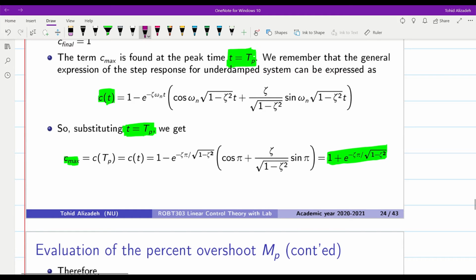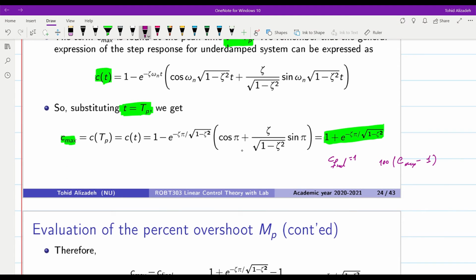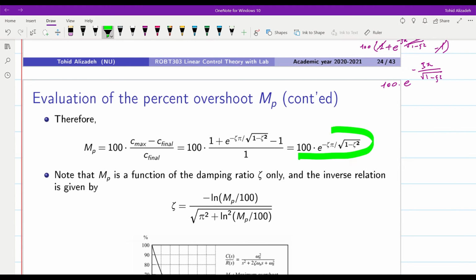And we also know that the C final is equal to 1. So we need to find out 100 times C max minus 1. If we do the subtraction, we will get 100 times 1 plus e to the power of minus zeta pi over square root of 1 minus zeta squared, minus 1. And then we will get 100 times the exponential term, e to the power of minus zeta pi over the square root of 1 minus zeta squared. And that's what you could see over here as well.